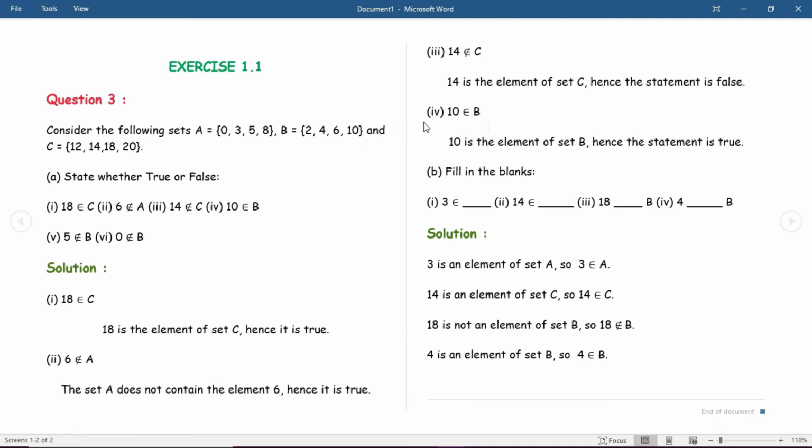Fourth one, 10 is an element of B. So here go to the B elements: 2, 4, 6, 10. 10 is here. Therefore, 10 is an element of set B. Hence the statement is true.